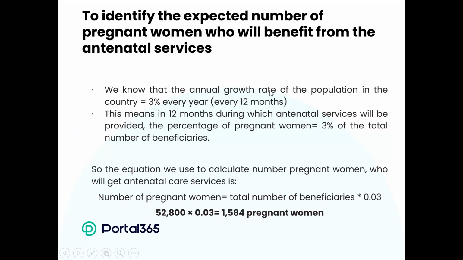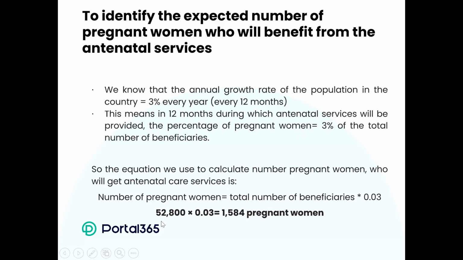We know the annual growth rate, for example, in Yemen is 3% every year. It's a high growth, actually, but it is 3% every year. Our project is for 12 months. This means that during the lifetime of the project, the antenatal services we provide for pregnant women will cover 3% of the total population, or the total number we mentioned, 52,800.